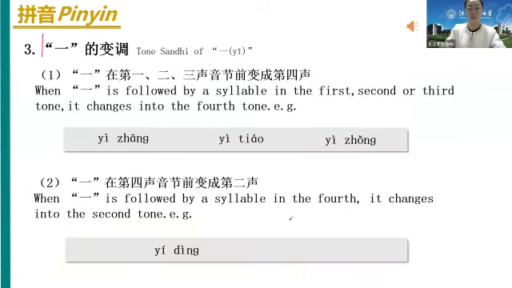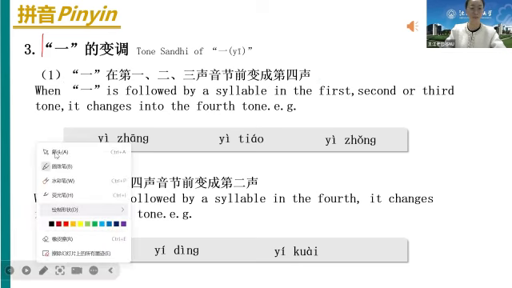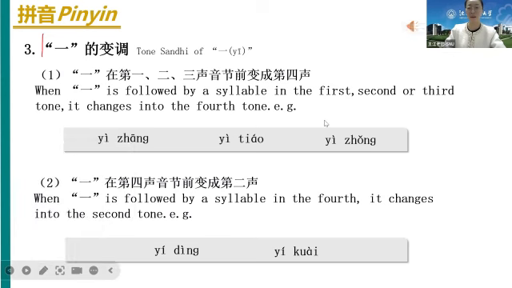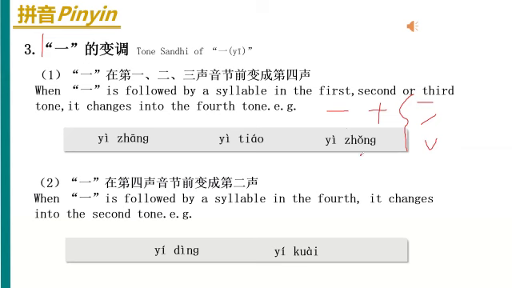So please take a look at the tone change of 一. When this Chinese character is used before the first tone, the second tone, or the third tone, which tone shall we read it? Fourth tone, yes. We should read it in the fourth tone, right?